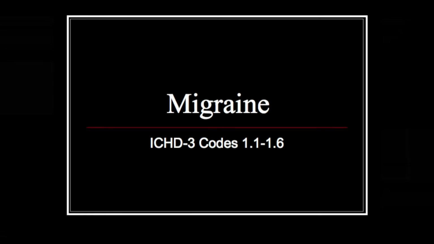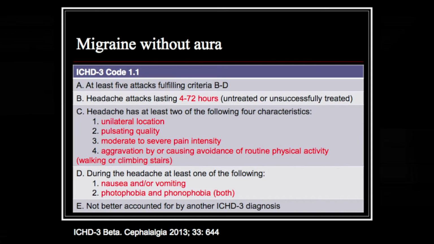All right, so we're going to first talk about what the ICHD-3 calls 1.1 to 1.6. These are the migraine diagnoses. I'm going to present a number of the ICHD specific criteria for each of these disorders, but that's not what I really want you to remember. They're here more for your reference, but I've highlighted in red the areas that I think are most important.